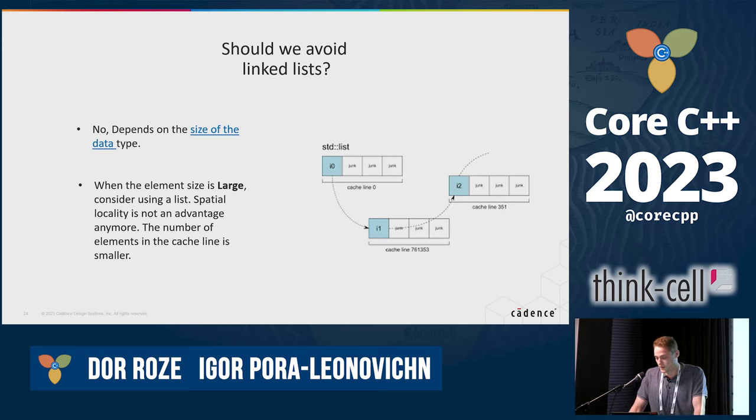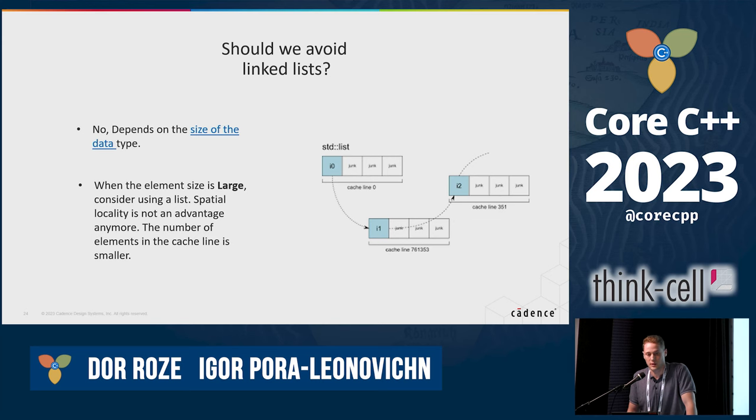By the way, to avoid this, when the data size is big, you can always use a pointer instead of saving all the elements. And it can be faster in some cases.